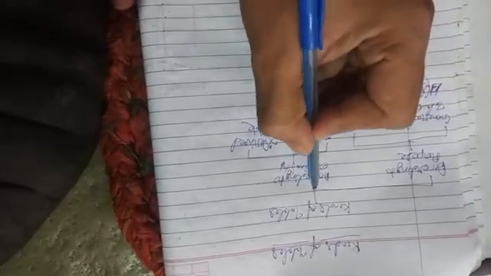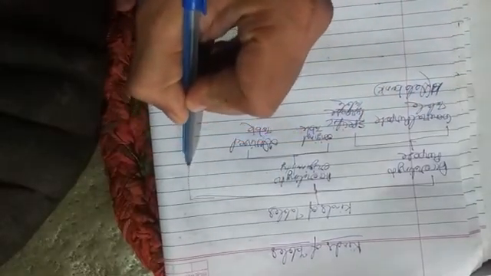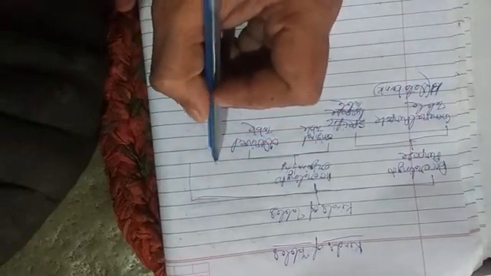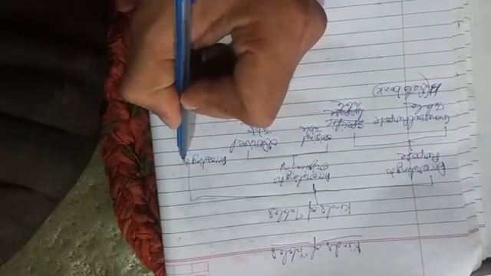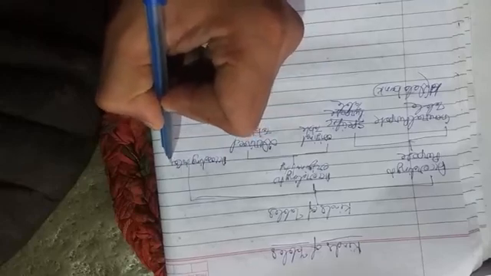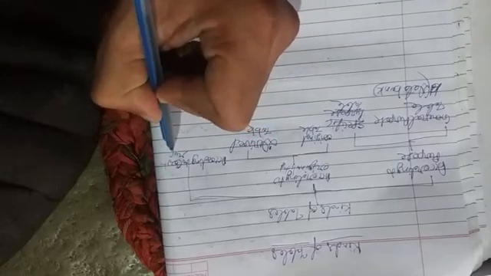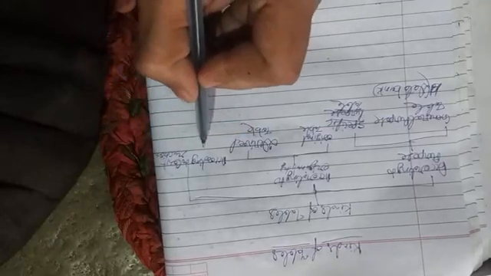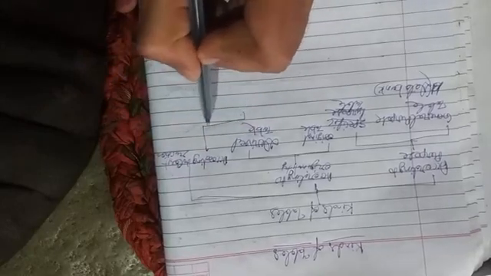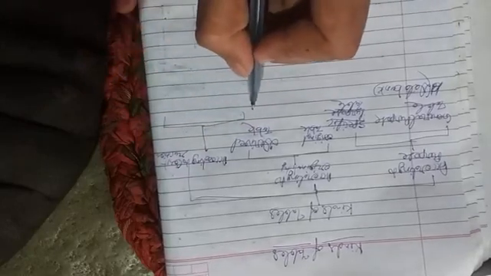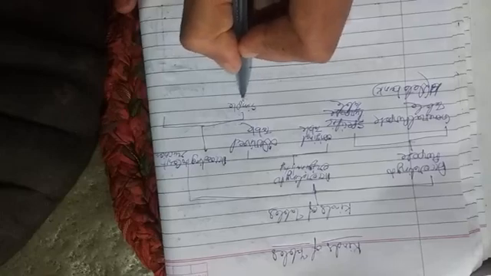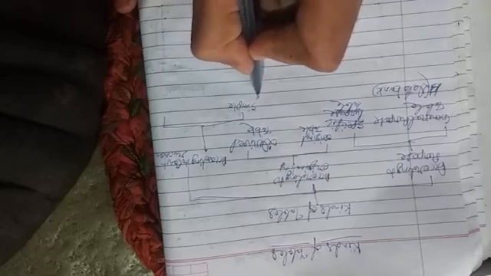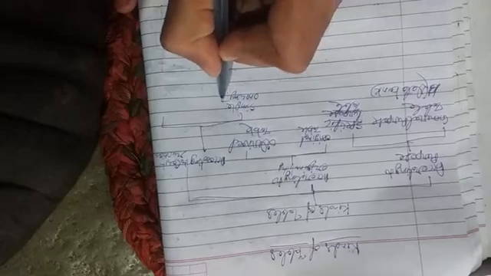Now we come to the last and the most important type of classification, that is according to construction. By the way we construct the table, it can be divided into two ways. First one is simple table, or it is called one way table.